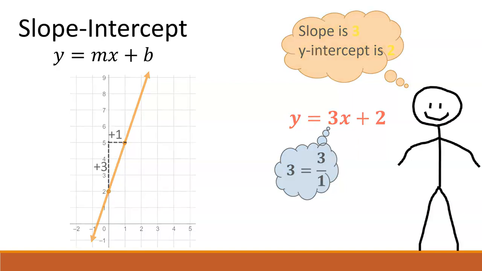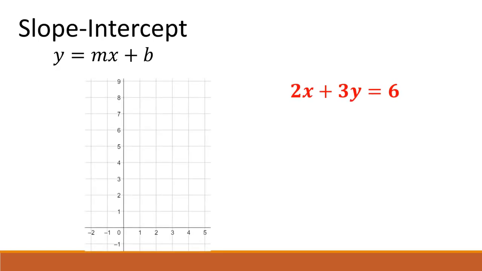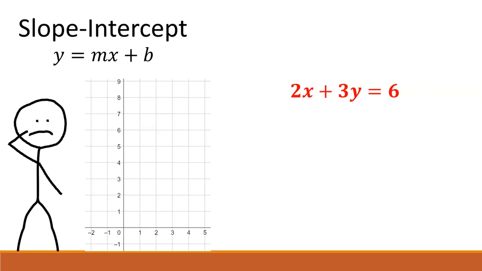But there are other ways to write the equations of lines. We could have a line that looks like this, 2x plus 3y equals 6. Well, what if we wanted to graph that line? We don't know its slope. We don't know its y-intercept. How do we graph it?